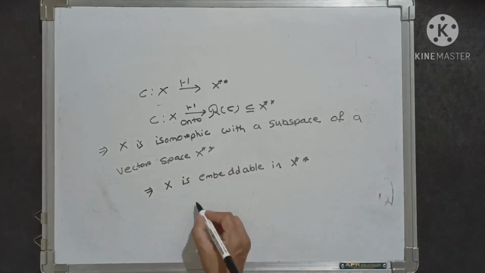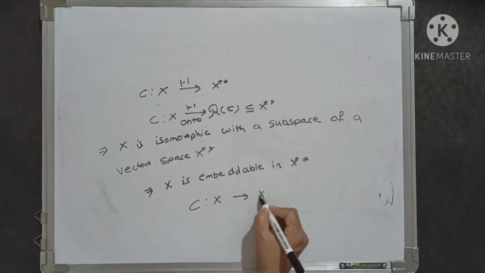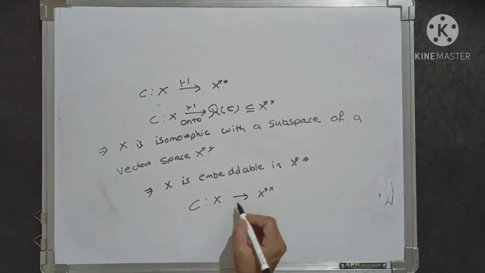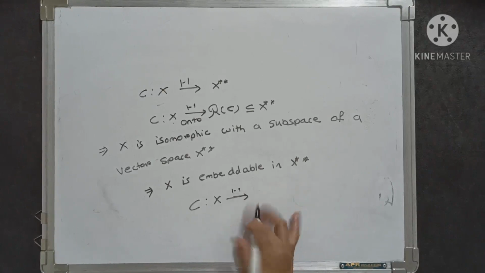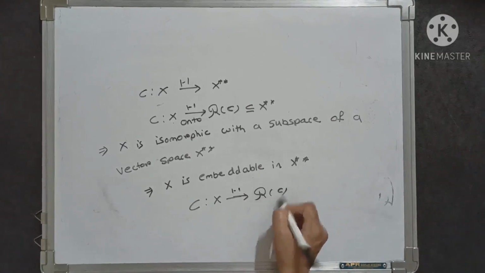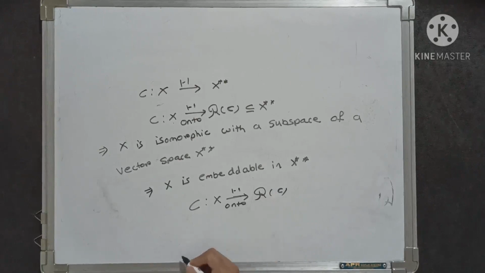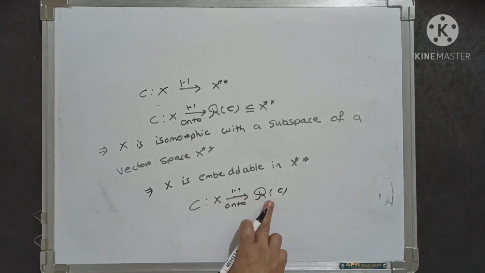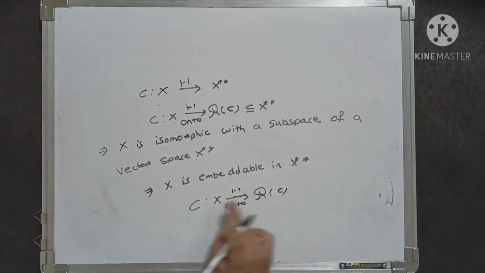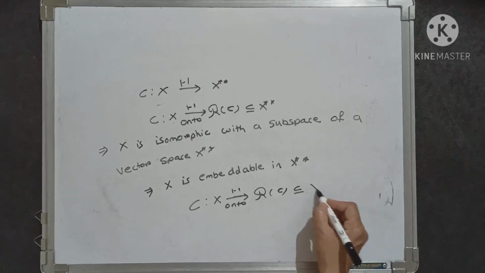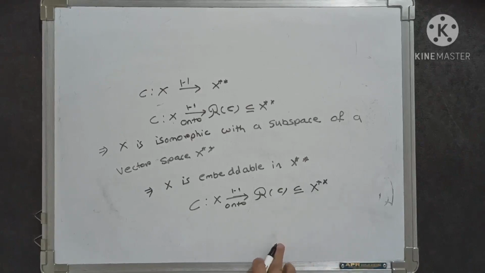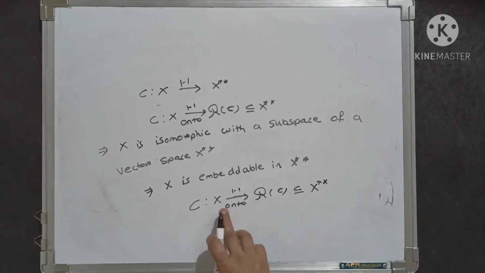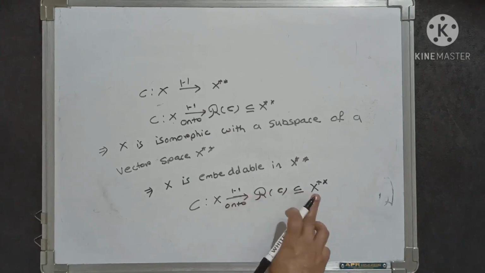In this way, from the canonical mapping C, which is from X to X double star, we show that this mapping is 1-1. After that, if we are taking the range of C, that is the script R of C, then this mapping is onto. We also show that this mapping preserves the structure, and therefore C is an isomorphism from X to script R of C, and therefore we say that X is isomorphic to script R of C. Script R of C is a subspace of X double star, and therefore we get that X is embedded in X double star.